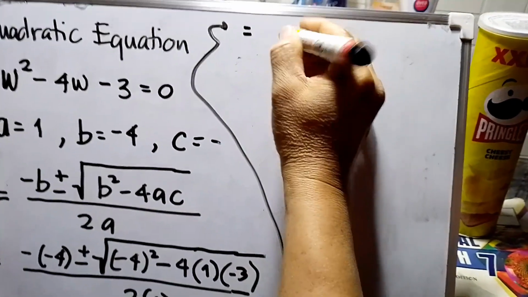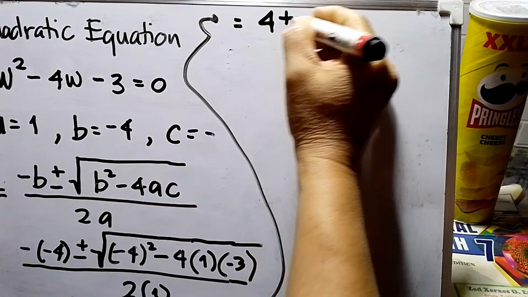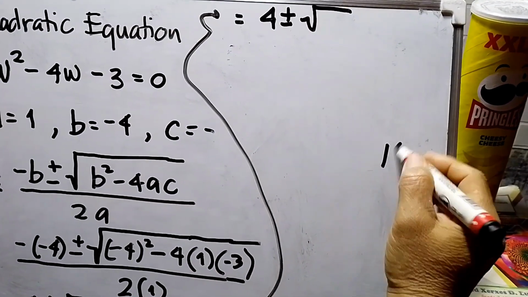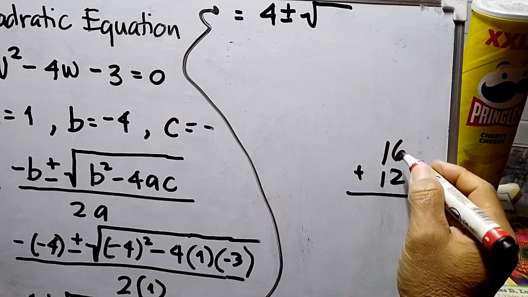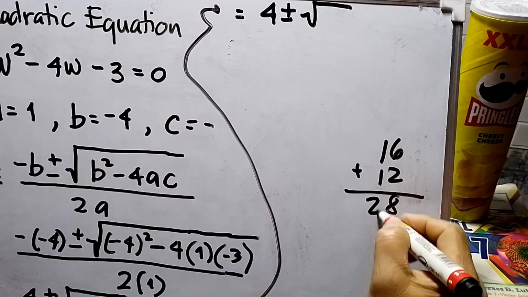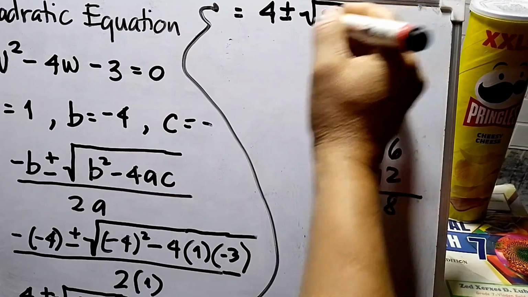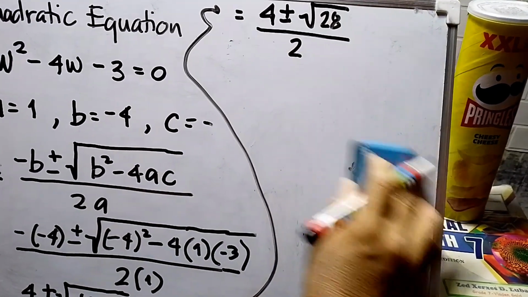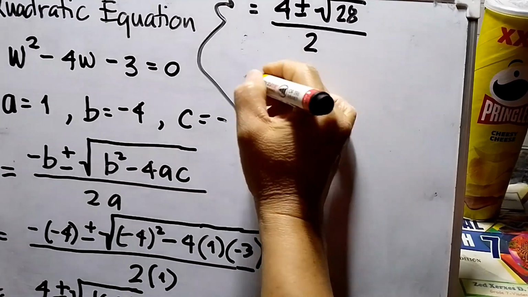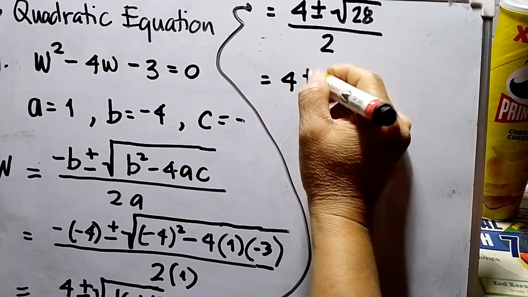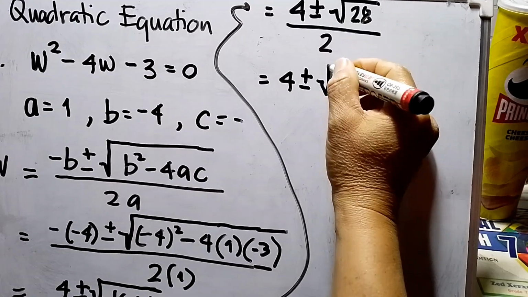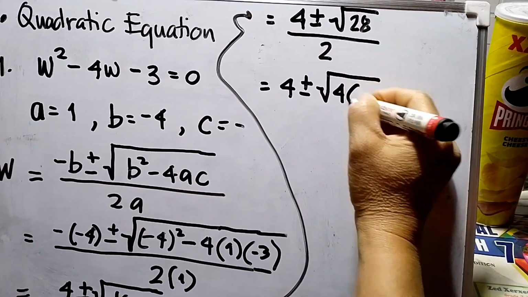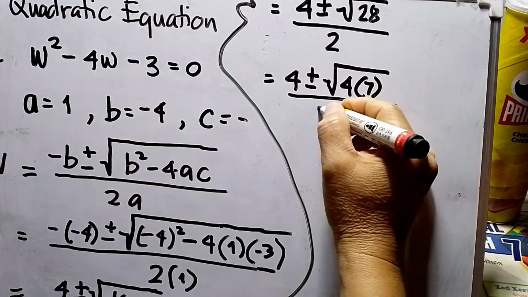So I have here 4 plus and minus 16 plus 12. This will be 28. Then 1 plus 1 is 2. So this will be square root of 28 all over 2. So 4 plus and minus, okay, I will break 28. Factors will be 4 times 7 over 2.